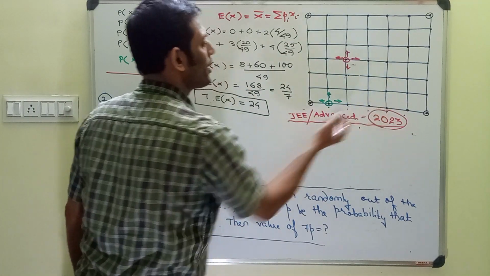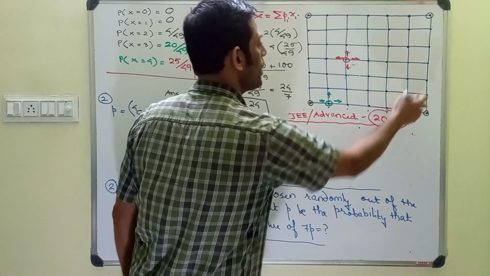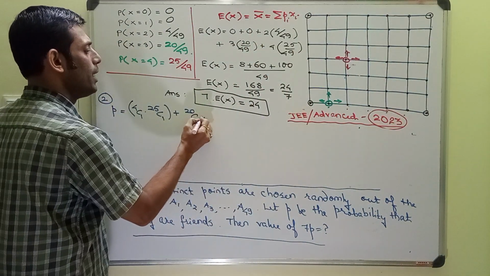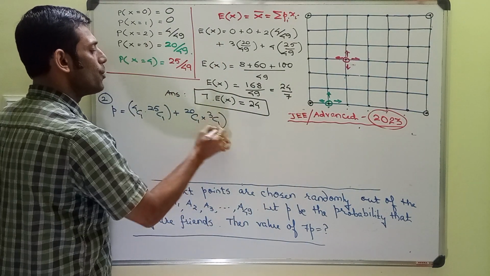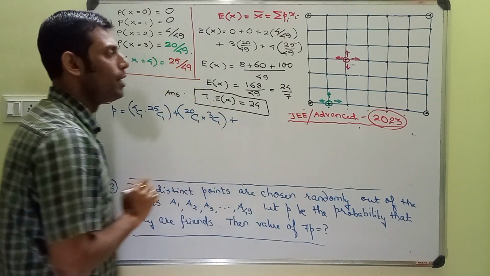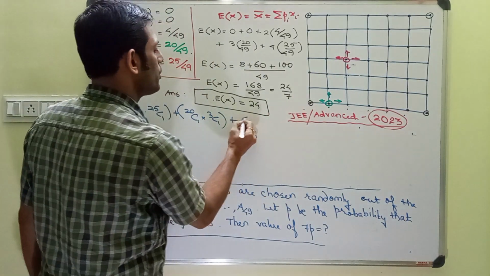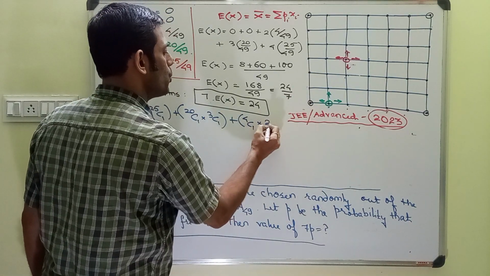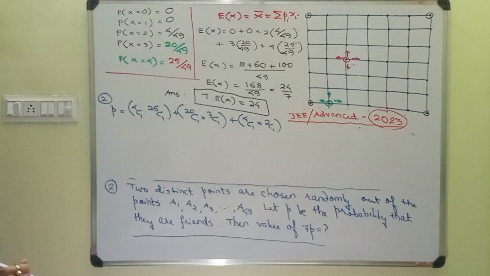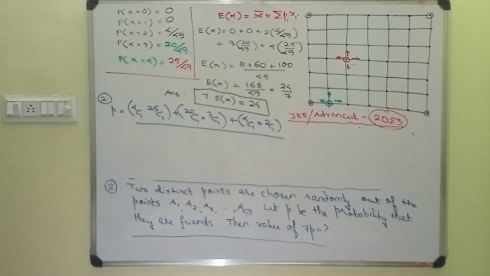Let's take one such point. How many such points are there? 20. 1, 2, 3, 4, 5 into 4 sides. 20C1. Each time how many friends are you going to get? 3C1. Or you take the corner points, the vertices. How many such are there? 4. You take any one. Each time how many friends are you going to get? 2C1.